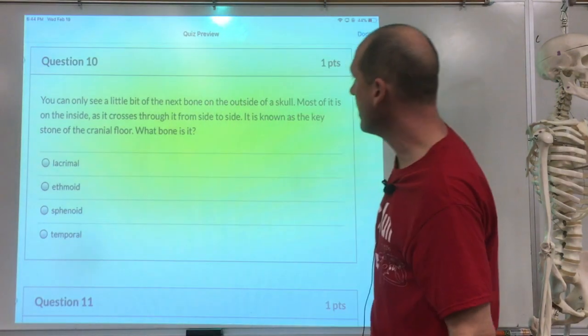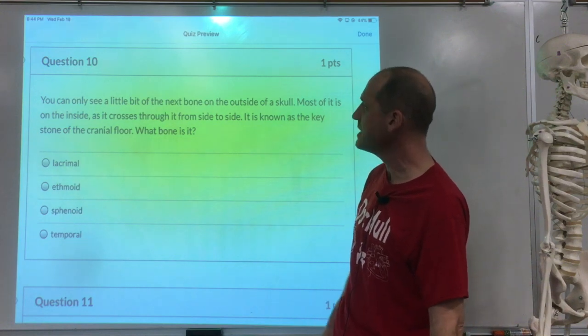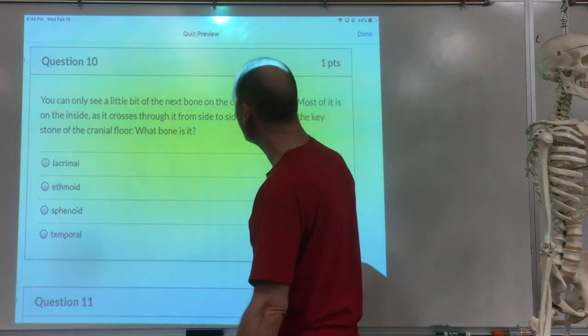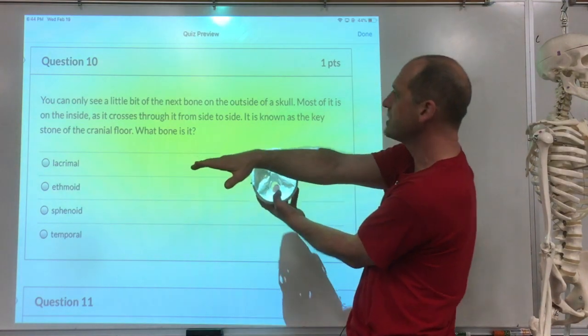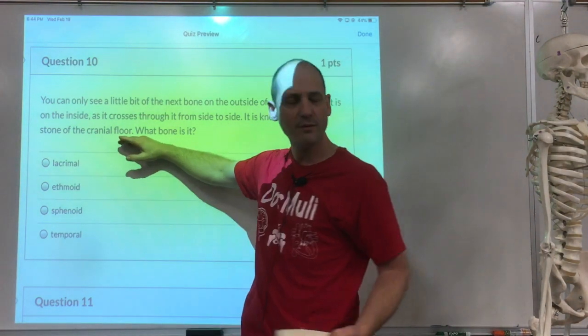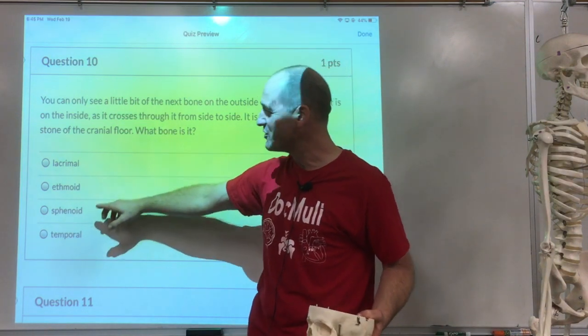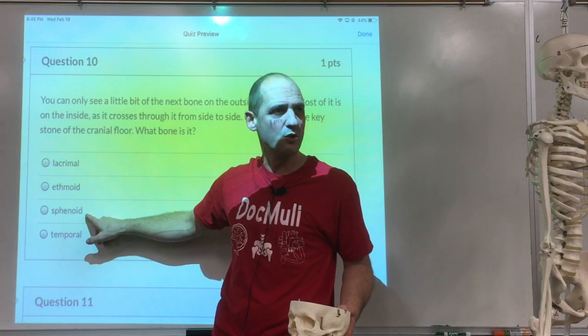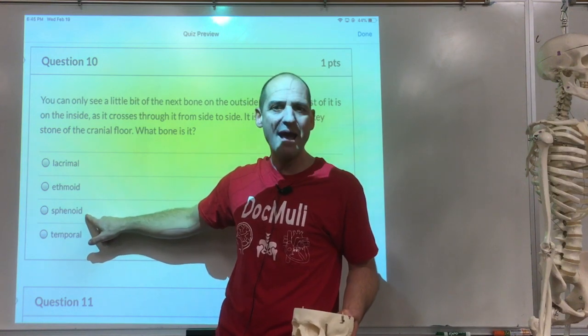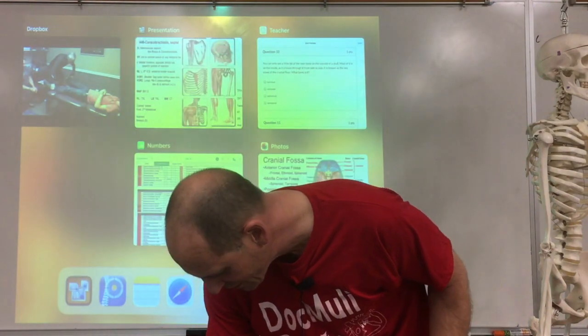You can only see a little bit of the next bone on the outside of the skull. Most of it is hidden on the inside, crosses from side to side, known as the keystone of the cranial floor. What is that bone? Yes, sphenoid. Sphenoid is good too. Sphenoid. The bat bone. And this is the wonderful bone.